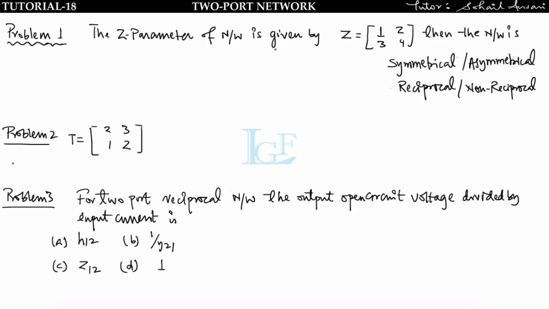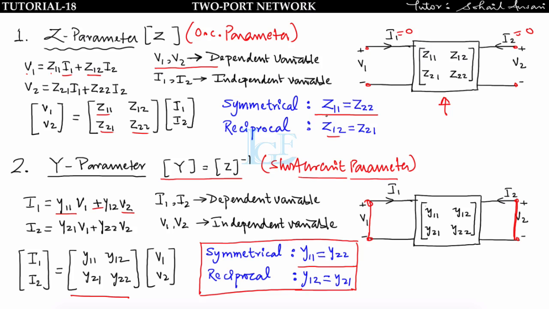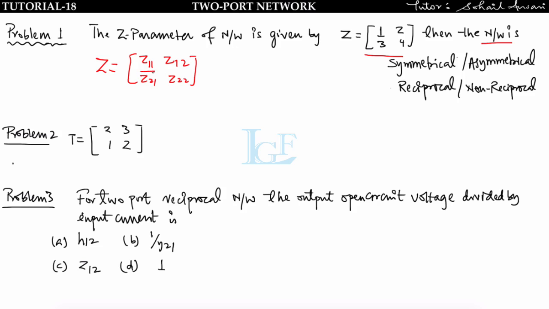The Z parameters of a network are given by Z equal to 1, 2, 3, 4. We know that Z can be represented as Z11, Z12, Z21, Z22 in matrix form. We have to find whether this network is symmetrical or reciprocal. In Z parameters, as I have already explained, the condition for symmetrical is Z11 must be equal to Z22, meaning this must be equal to this. So 1 must be equal to 4 here. 1 is not equal to 4, so we can say that this is asymmetrical.